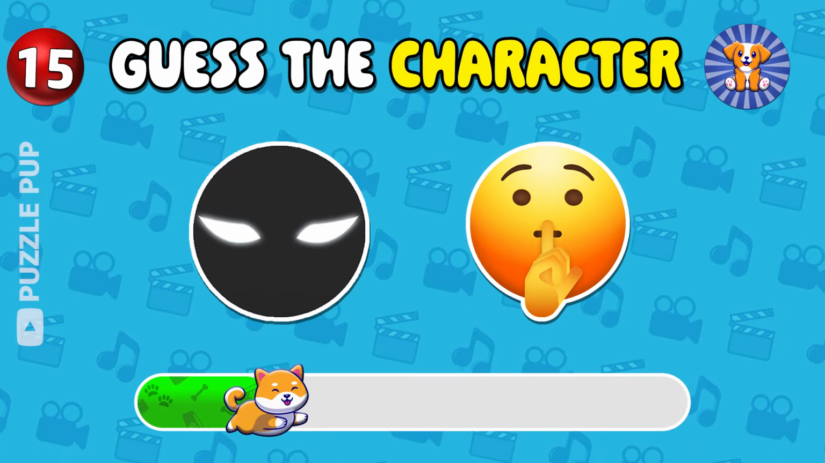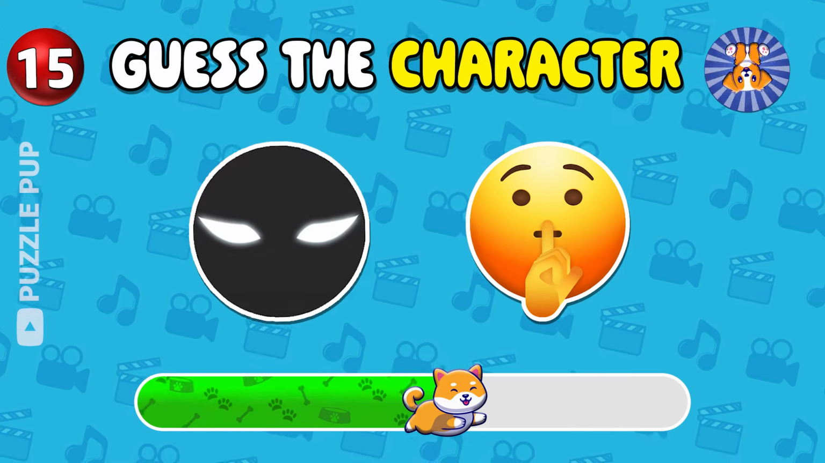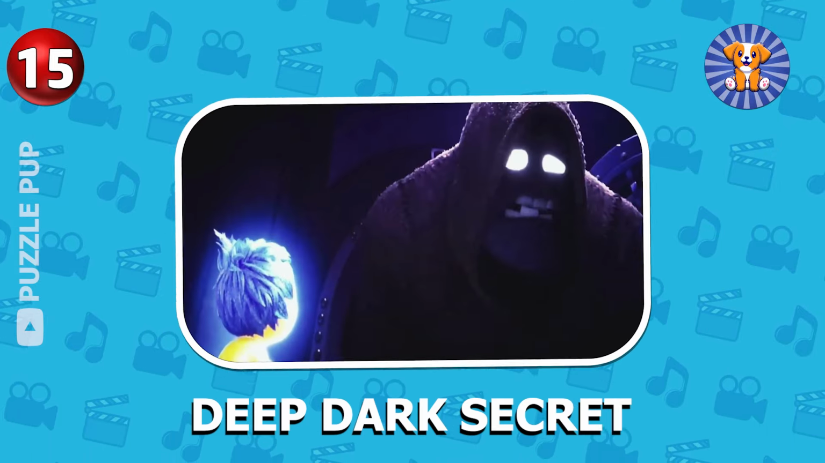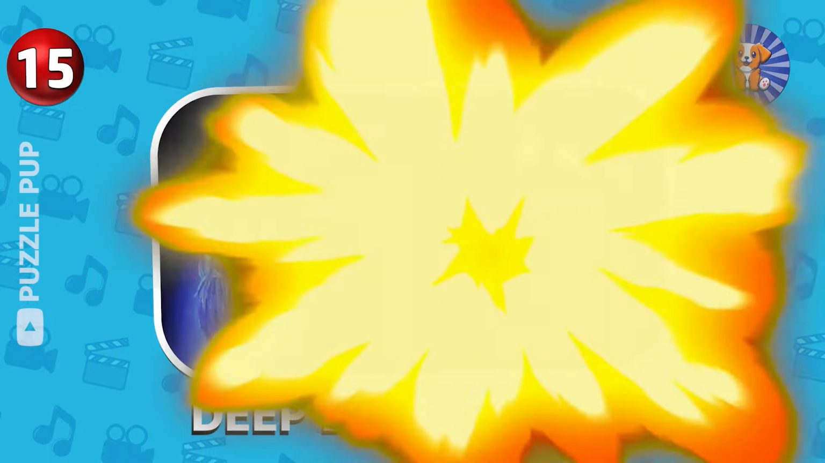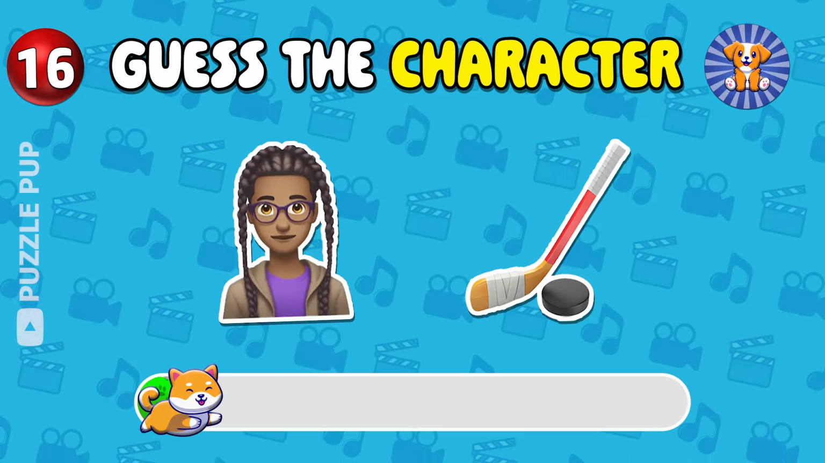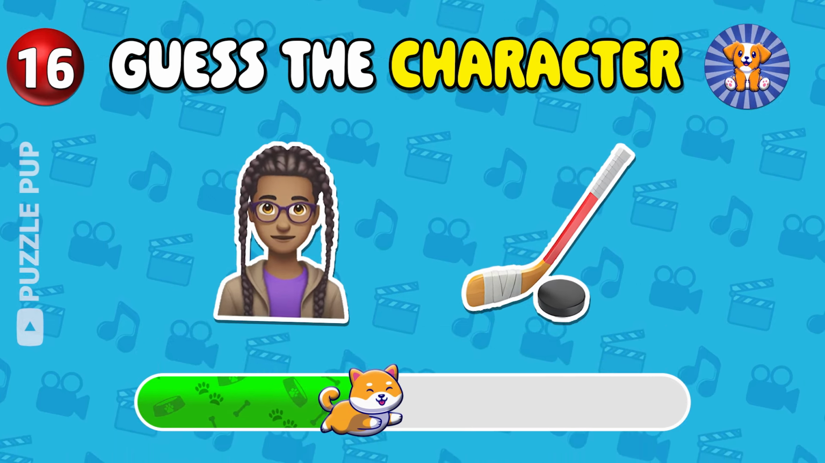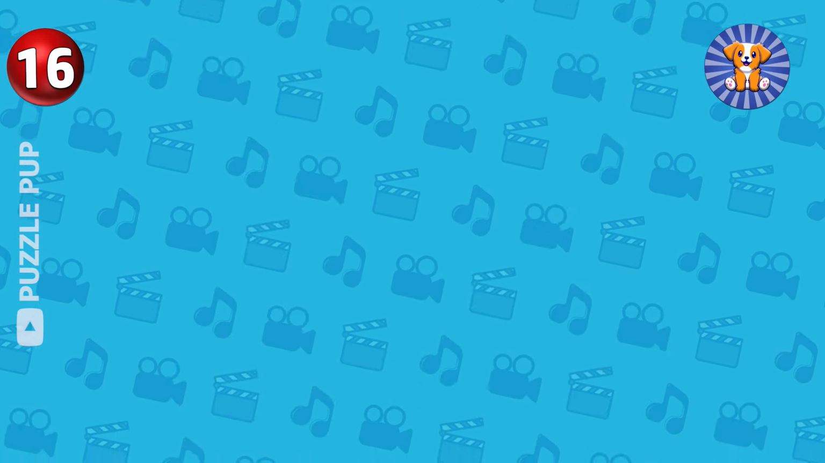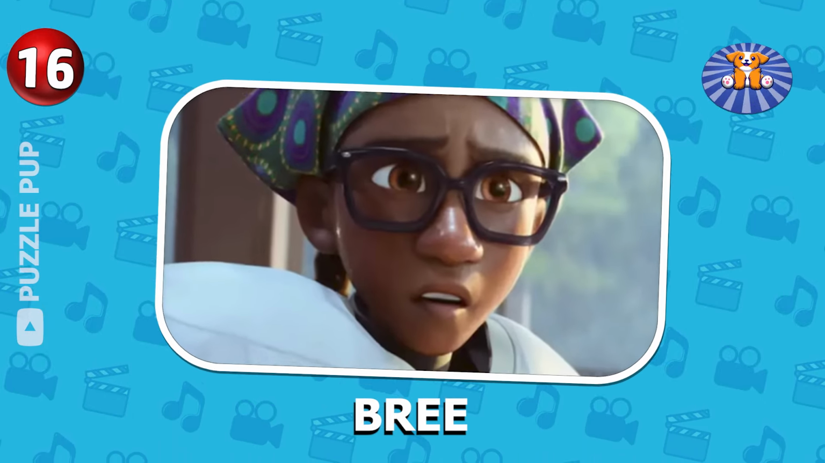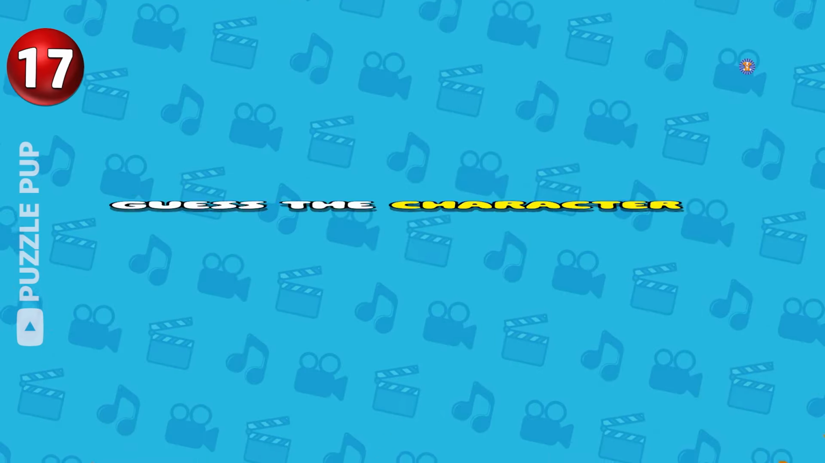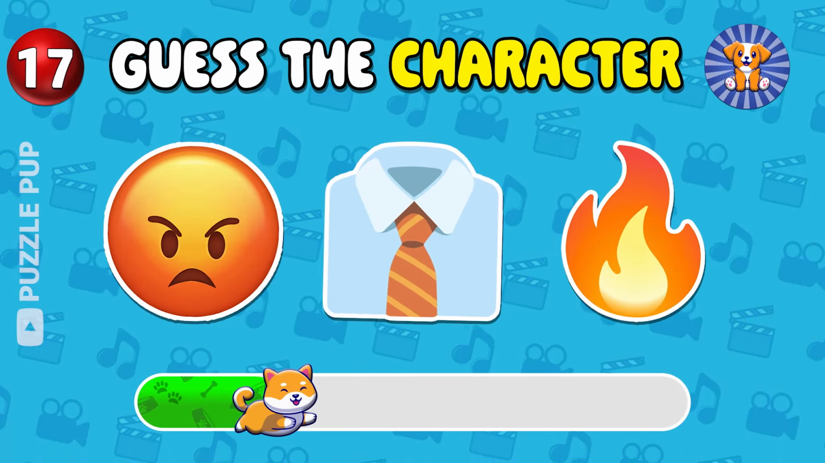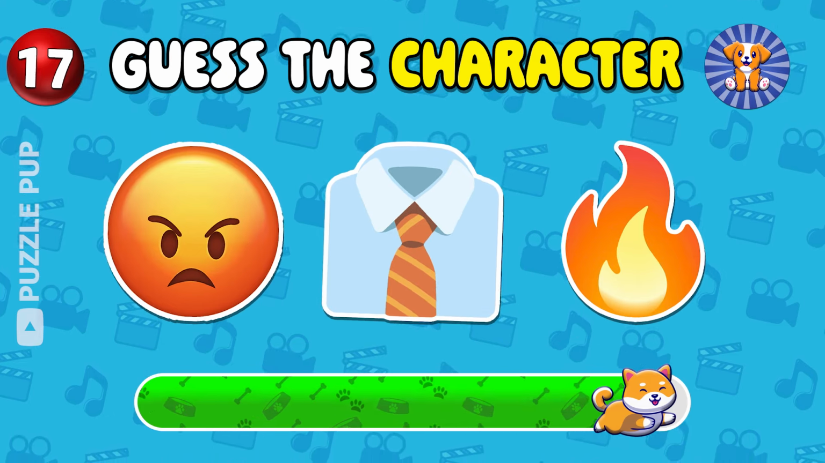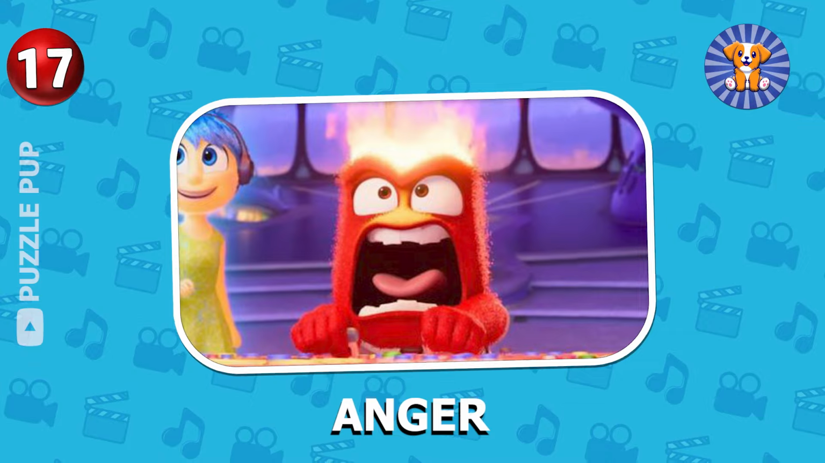What do you think these emojis are trying to represent? Amazing! It's Deep Dark Secret! Question 16. Can you guess the character? Fantastic! It's Bree. Round 17. Guess this one. Yes, you are right. It's anger.